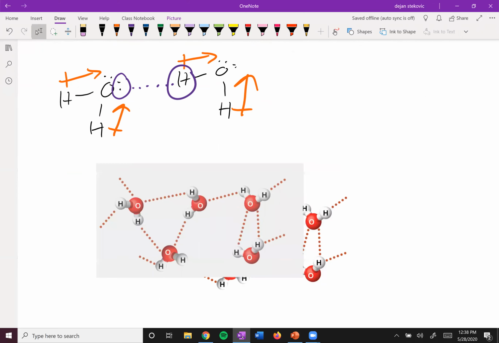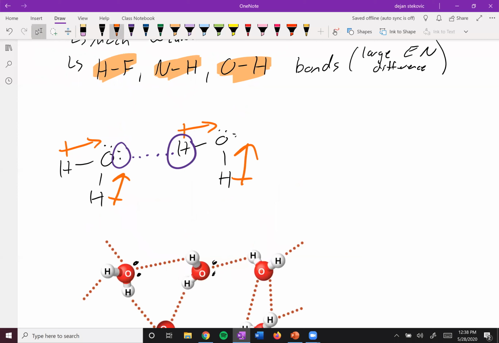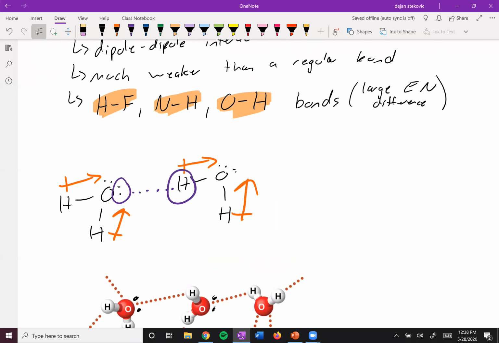Here's just another picture of it. They don't explicitly show the lone pairs, but they are there, right? There are lone pairs here, which are bonding to these other compounds. Water can actually participate in two hydrogen bonds, right? You can have this lone pair attracted to another hydrogen, or you can have this other lone pair being attracted to another hydrogen on a separate water. So it actually has two sources of hydrogen bonding.